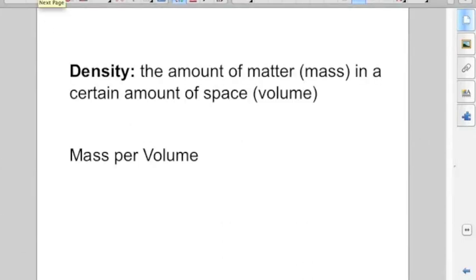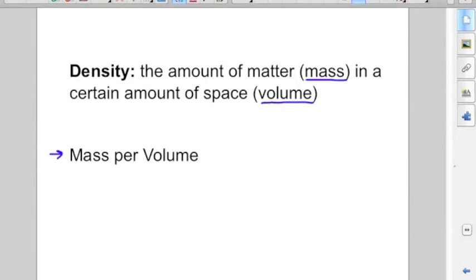Okay, so what is density? Now, your book defined it as this here. Mass per volume, or mass per unit volume. What that means is it's the amount of matter, or the mass, in a certain amount of space. So it's how much mass you have in each certain amount of volume, or mass per unit volume.